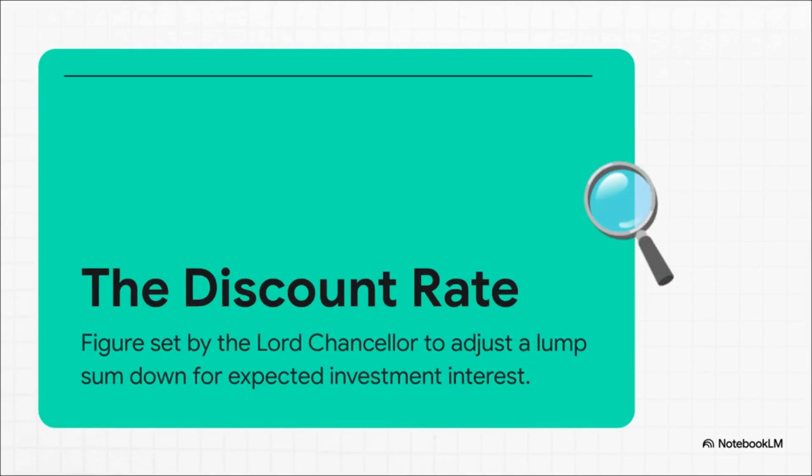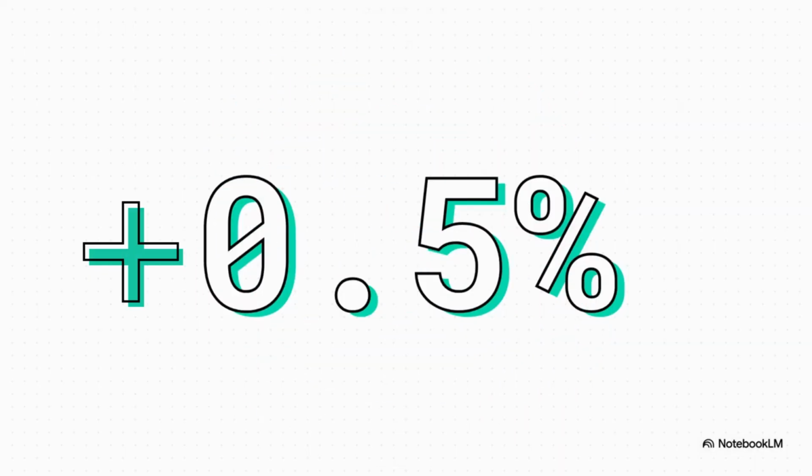The answer is something called the discount rate. It's basically a percentage that gets applied to the whole calculation to shrink the lump sum down a bit. It accounts for the investment returns the claimant is expected to make over their lifetime. It keeps things fair. For your exam, you'll need to know the current rate.